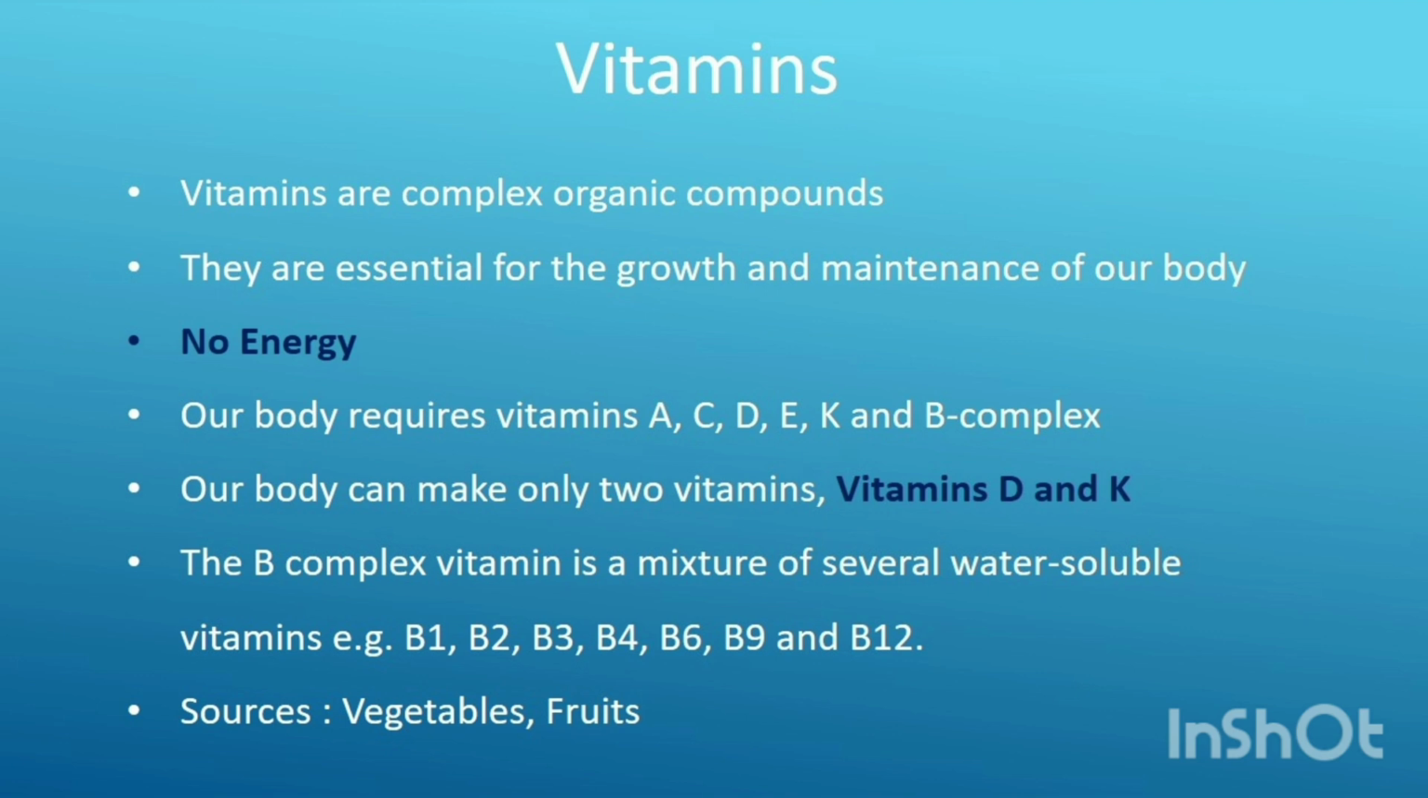Vitamin D is produced when the skin is exposed to sunlight. Vitamin K is produced in our body by bacteria present in the gut. Vitamin D is important for normal growth of bones. Vitamin K is needed for natural clotting of blood. The B complex vitamin is a mixture of several water-soluble vitamins, for example B1, B2, B3 and so on. Sources are vegetables and fruits.